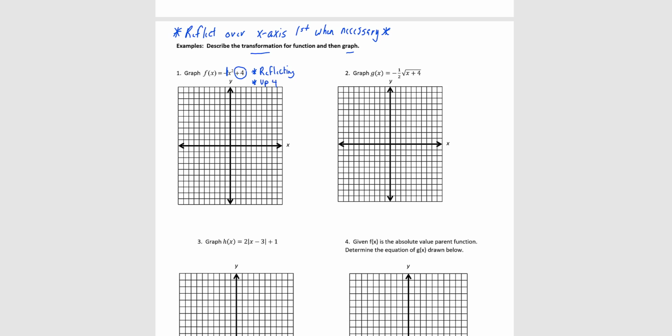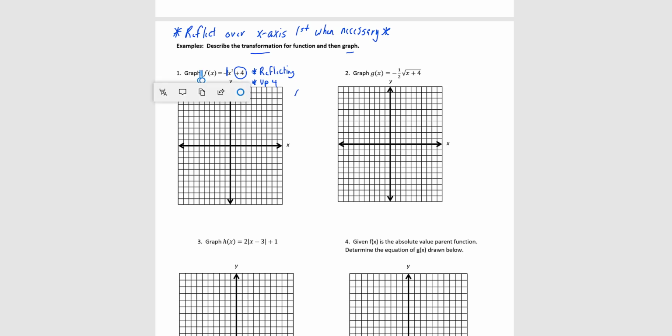Now here's why you need to reflect first. If you shift all of the parent function points up 4 first, then you're also shifting the reflection line up 4. So if you go up 4, the x-axis is no longer the reflection line. So you can do 2 things.